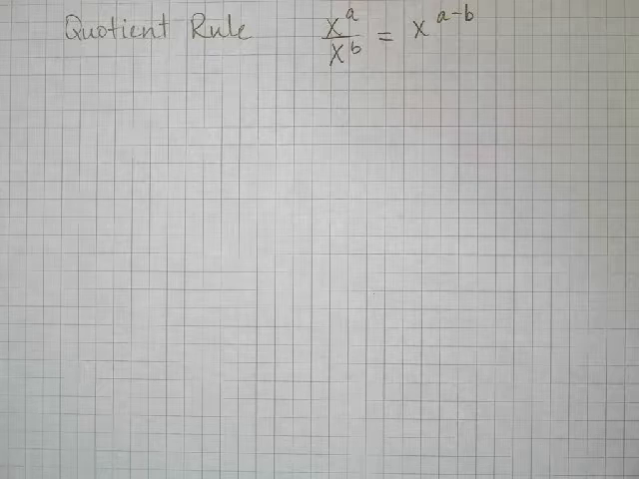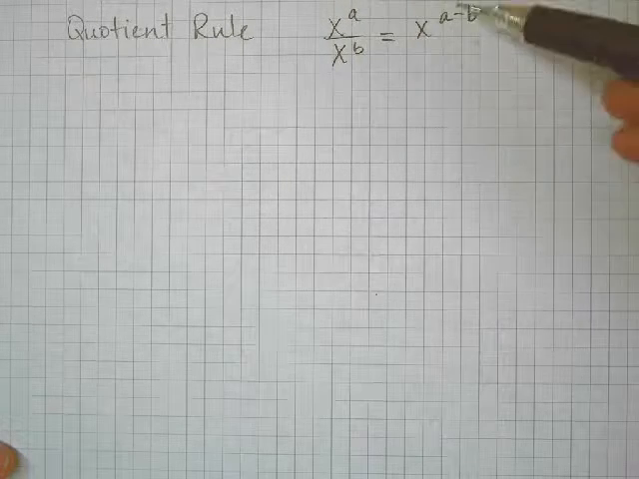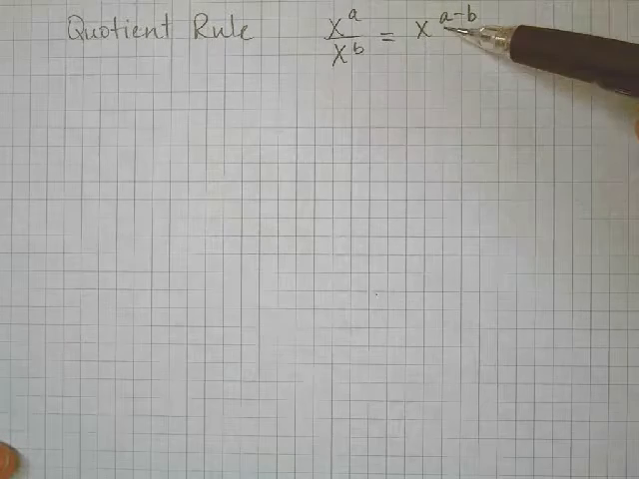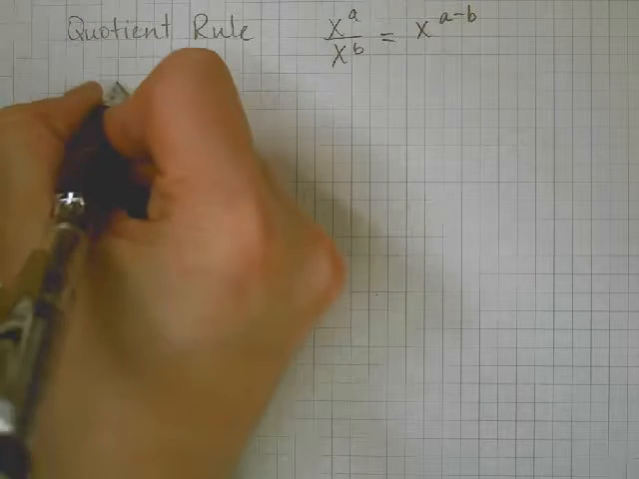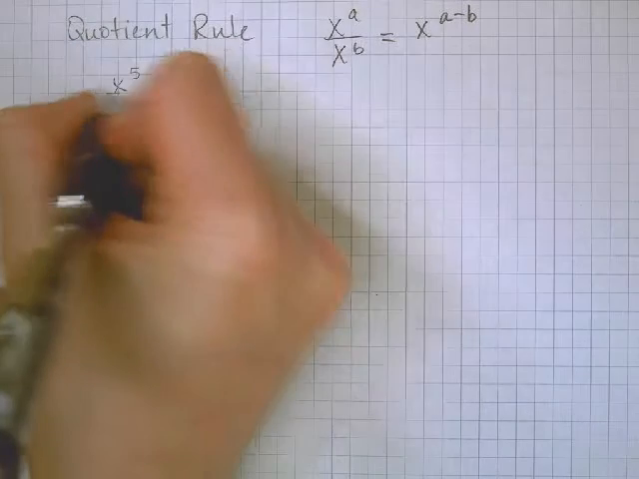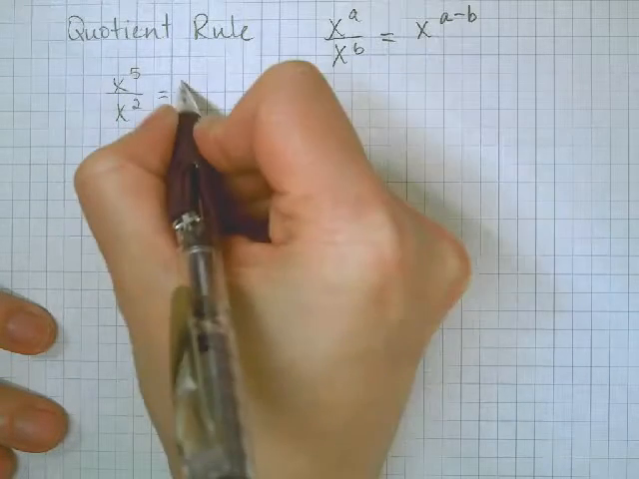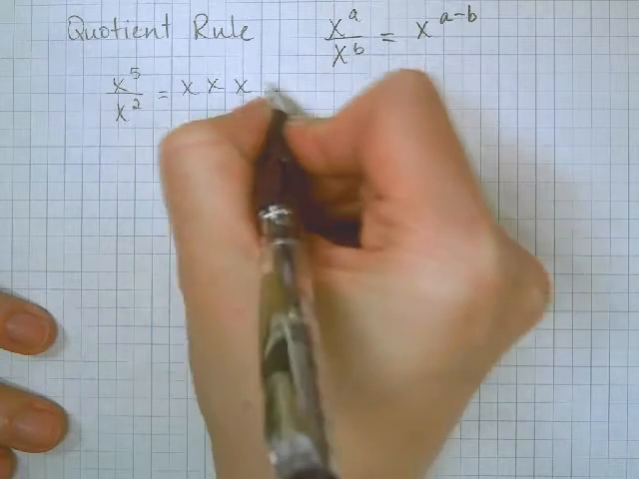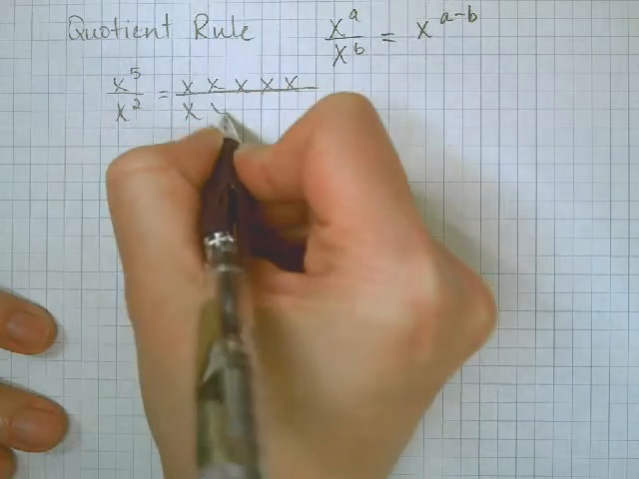The quotient rule, which is when we're dividing same bases to different powers, means we take x to the a minus b. And once again, I'm going to show you why that works. If I have x to the 5th over x to the 2nd, expanded out is x times x times x times x times x for x to the 5th. X to the 2nd is x times x.